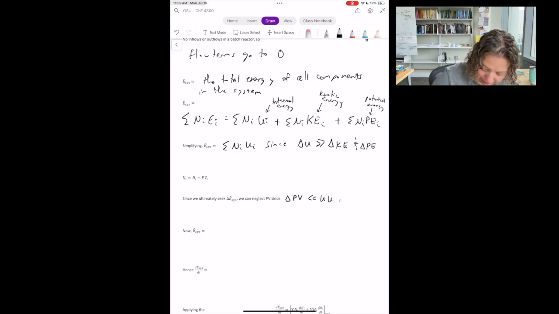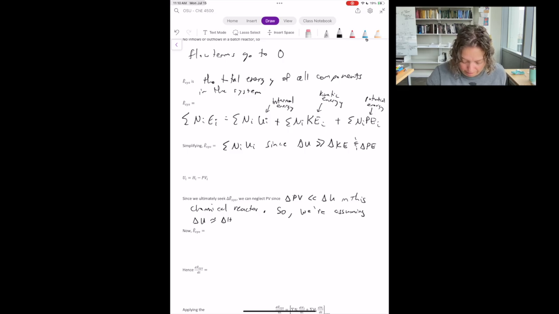That is not drawn very well. Let me rewrite that. Delta U in this chemical reactor, what that allows us to do is to approximate internal energy and enthalpy being the same thing. So here we're assuming delta U is approximately equal to delta H.